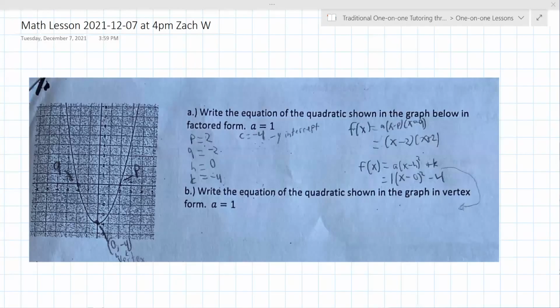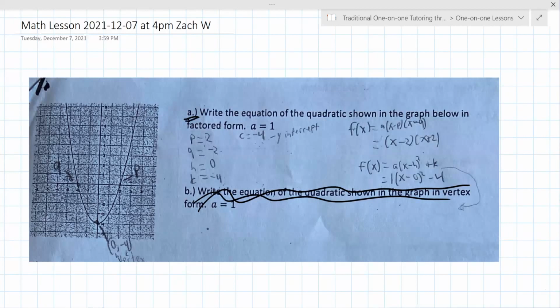Right, so if you're seeing my screen, you should be seeing this question, right? The equation of the quadratic shown in the graph below, factored form. Let's forget about B for this round. Let's just consider A. We're working on part A here.